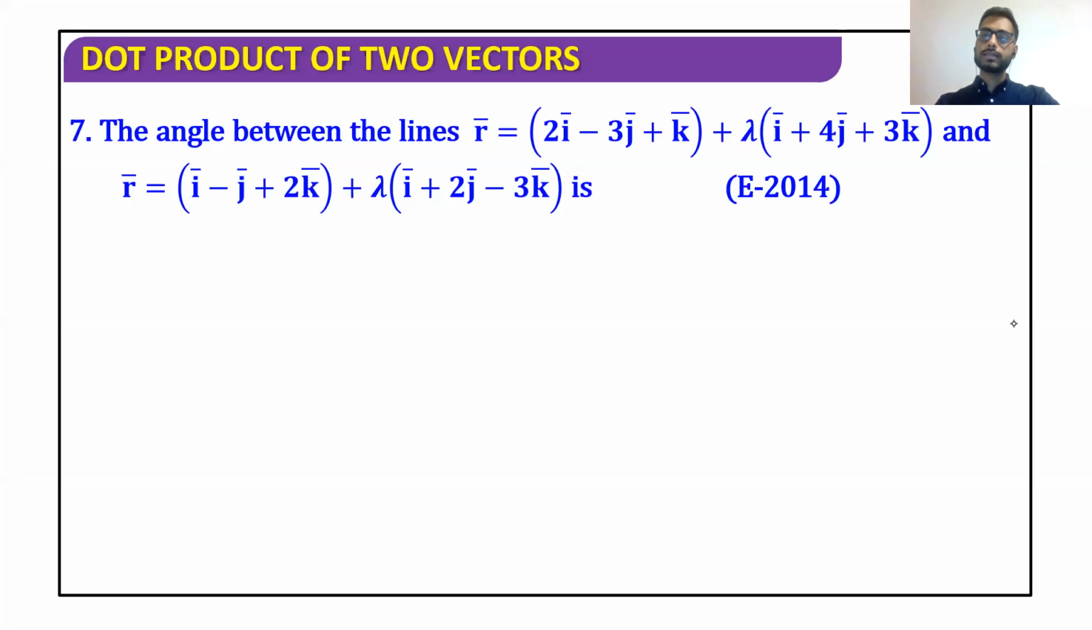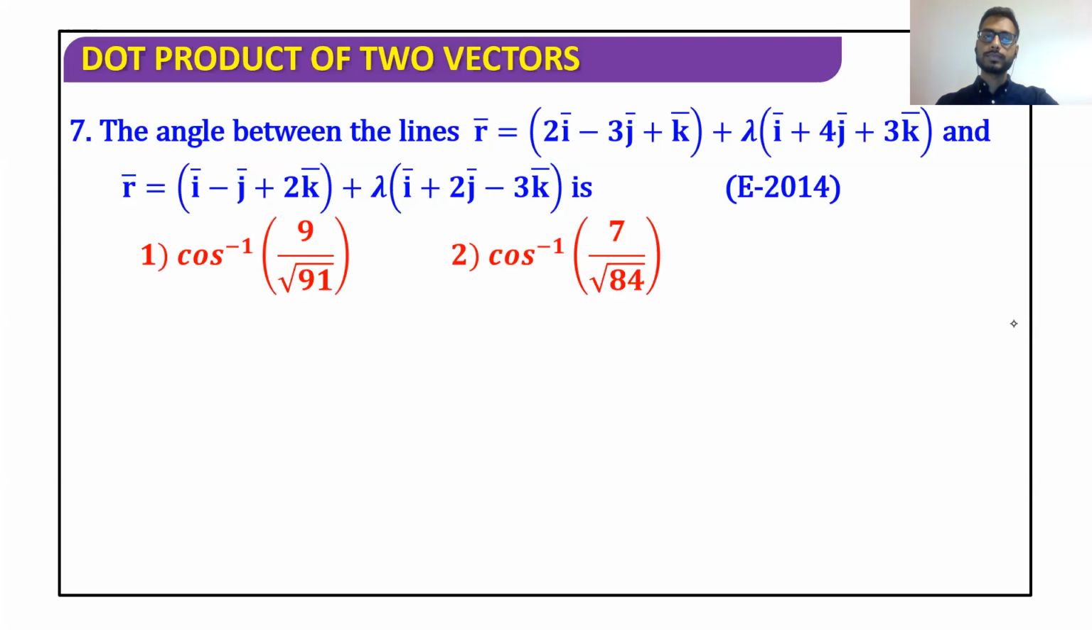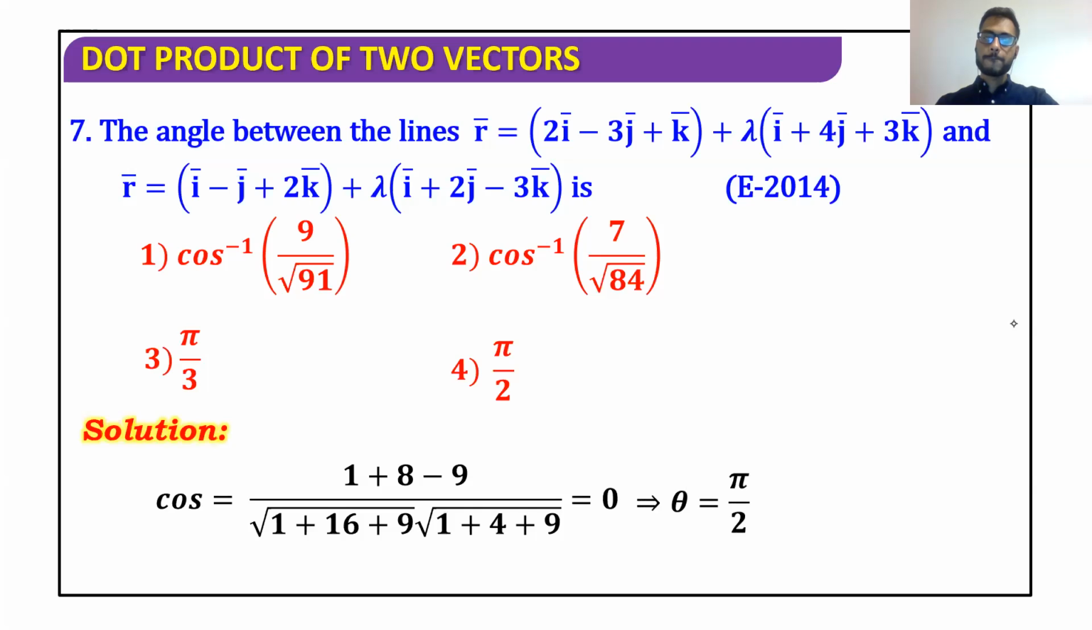And once we have our a and b, we can directly substitute in a formula to get the angle cos theta. Therefore, cos theta is nothing but a dot b upon magnitude of a into magnitude of b.